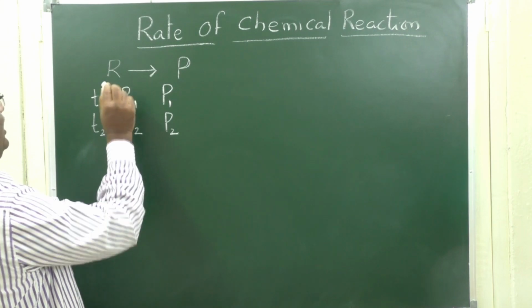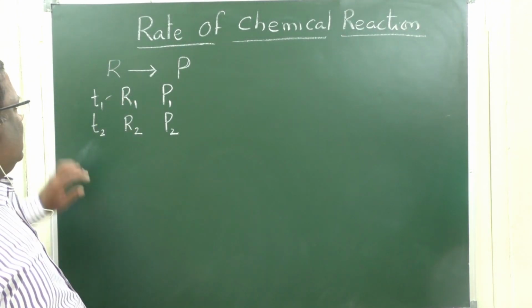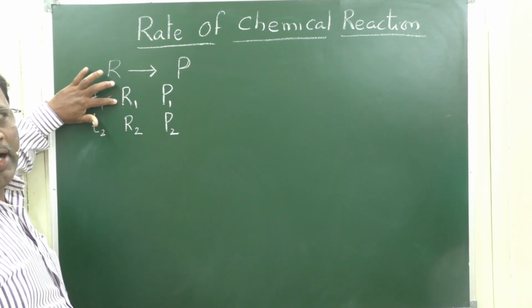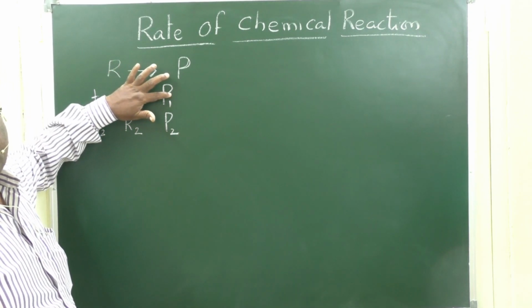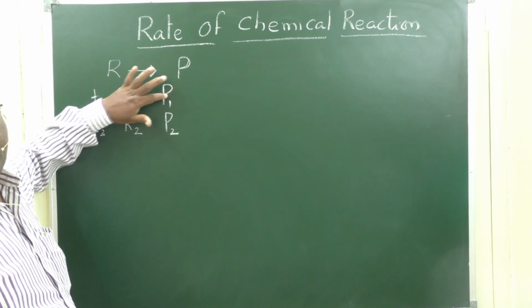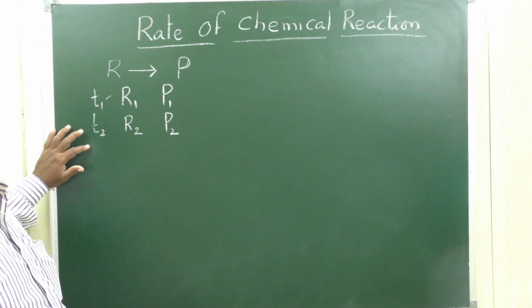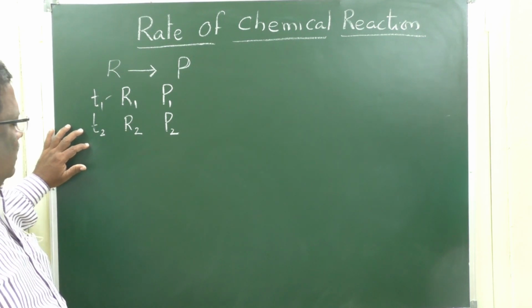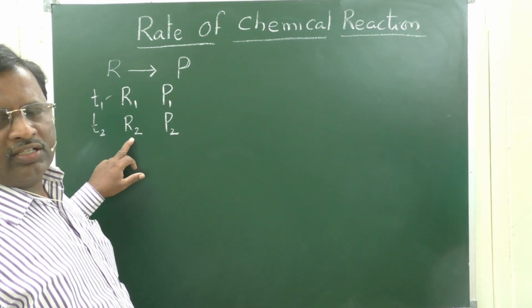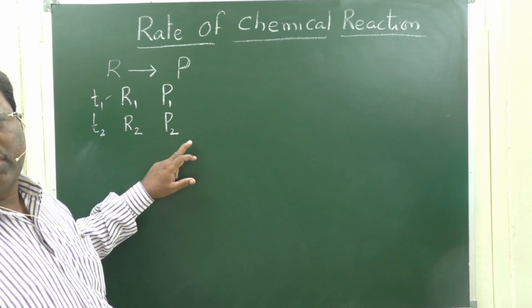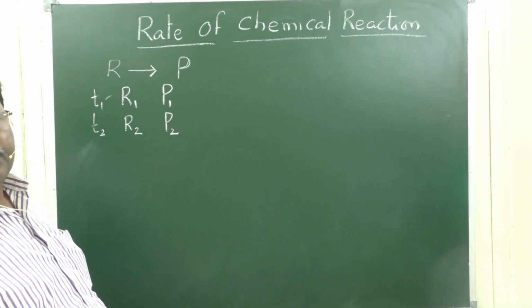At time T1, the concentration of reactant is found to be R1 and product concentration is found to be P1. At time T2, it may be second or minute or hour, whatever the unit that you are going to take, the concentration of reactant is found to be R2 and concentration of product is found to be P2.